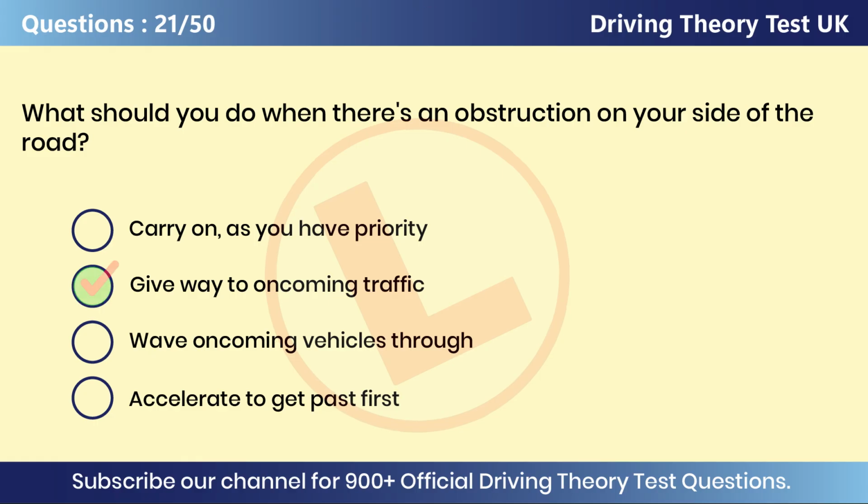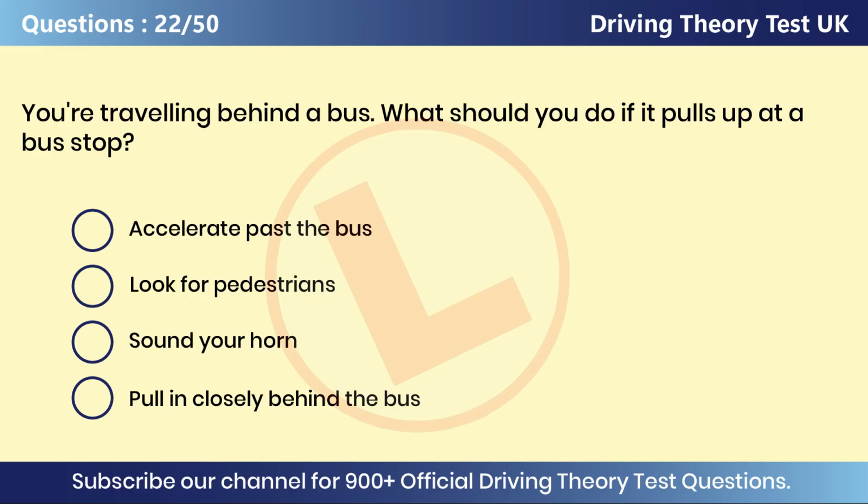B. Give way to oncoming traffic. Question 22. You're traveling behind a bus. What should you do if it pulls up at a bus stop? A. Accelerate past the bus. B. Look for pedestrians. C. Sound your horn. D. Pull in closely behind the bus.